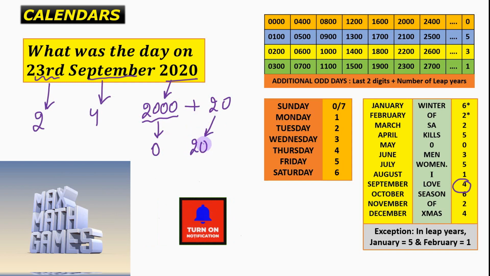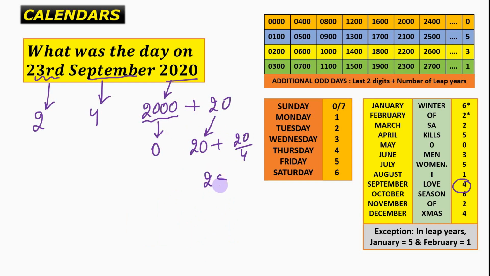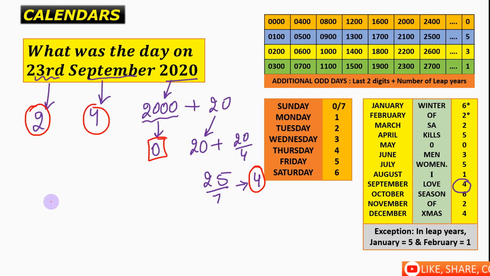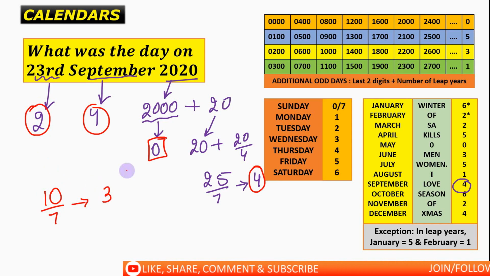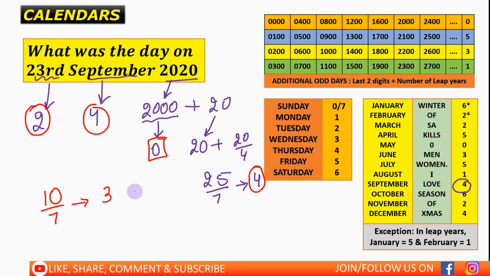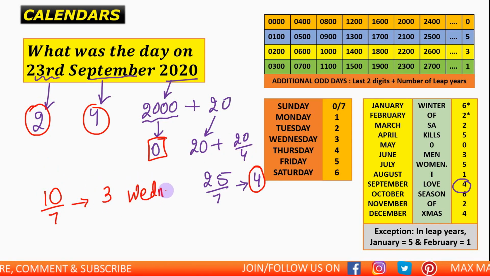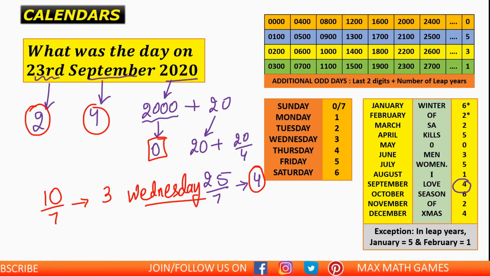20 can be written as 20 plus 20 divided by 4. So this is equal to 25, and when 25 is divided by 7, it leaves a remainder of 4. So now we will add the quantities 4, 0, 4 and 2, thereby giving us this sum as 10, and when 10 is divided by 7, it leaves a remainder of 3, and 3 signifies Wednesday. Now let us move on to the last question of this chapter.